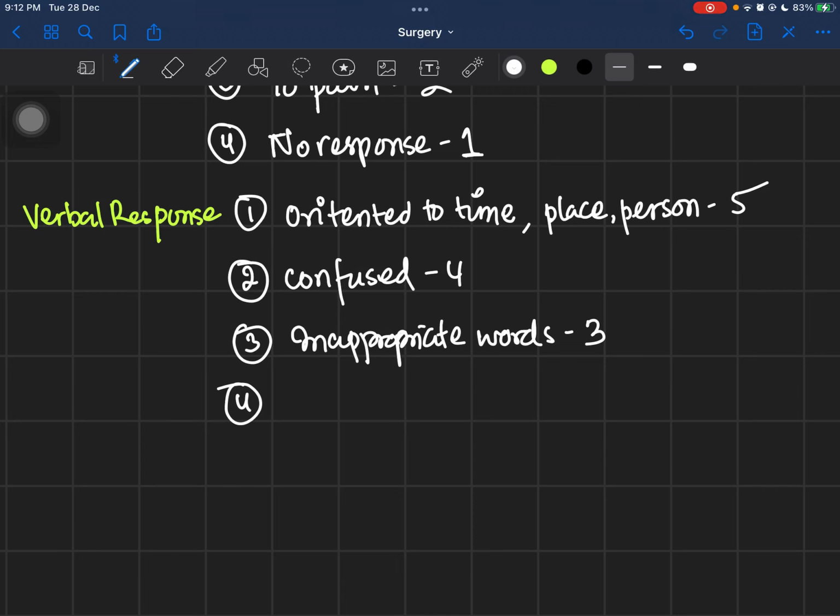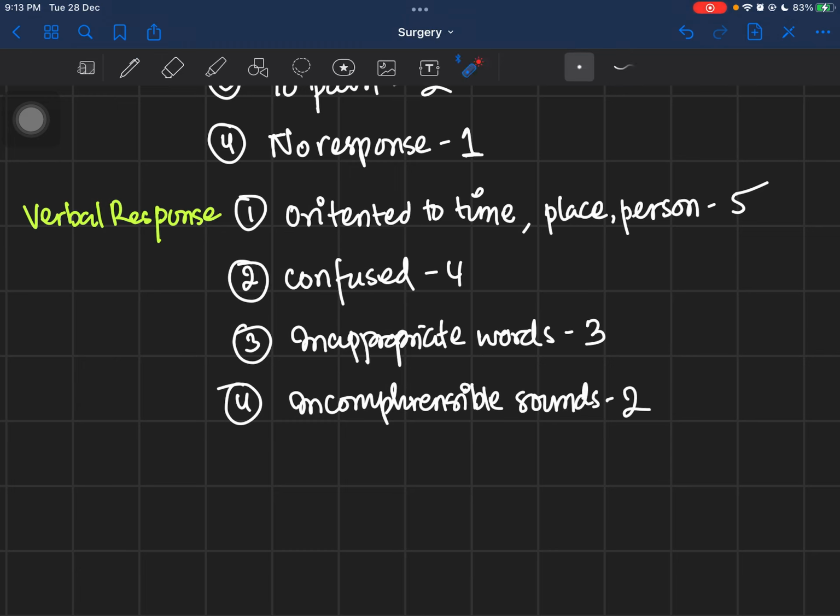The fourth, if the patient is not even speaking in words, but the patient is producing incomprehensible sounds, you would give them a score of 2.